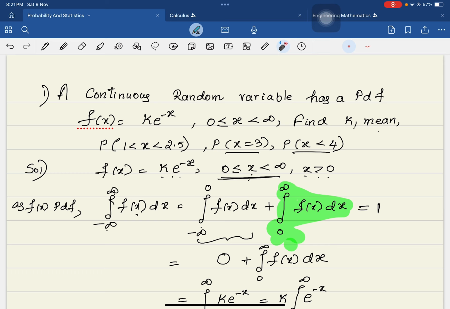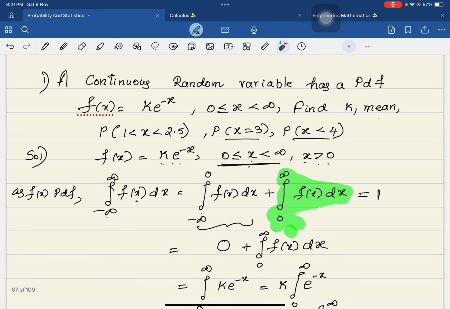A continuous random variable has a probability density function f of x given by k times e power minus x, for x between 0 and infinity. You are asked to find the value of k and the mean, and also the probabilities of x between 1 and 2.5, x equal to 3, and x less than 4. First of all, we have to find the k value.